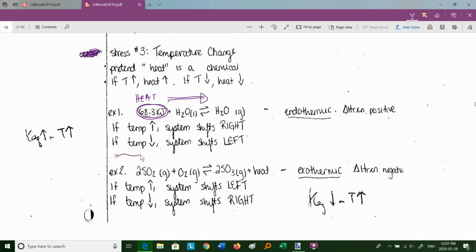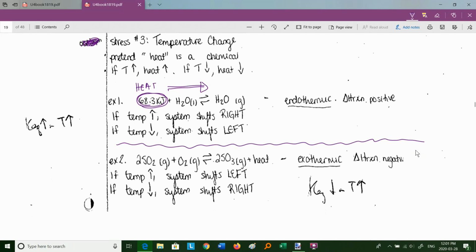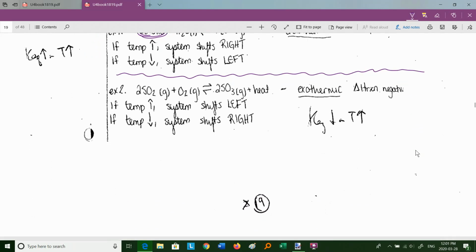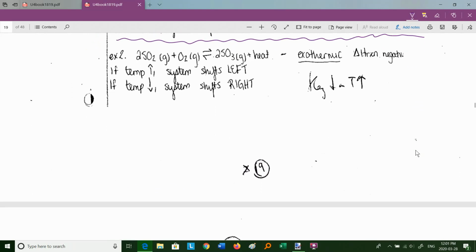Okay, so that is one of the two cases for temperature changes and how temperature affects equilibrium. The other case is exothermic. And we have here 2SO2 plus O2 goes to 2SO3 plus heat, right? This is the bottom of page 19. So this is exothermic, delta H of the reaction is negative. If temperature goes up, it's like the heat's getting more important here, right? But it's on the right-hand side, so the system is going to shift to the left.